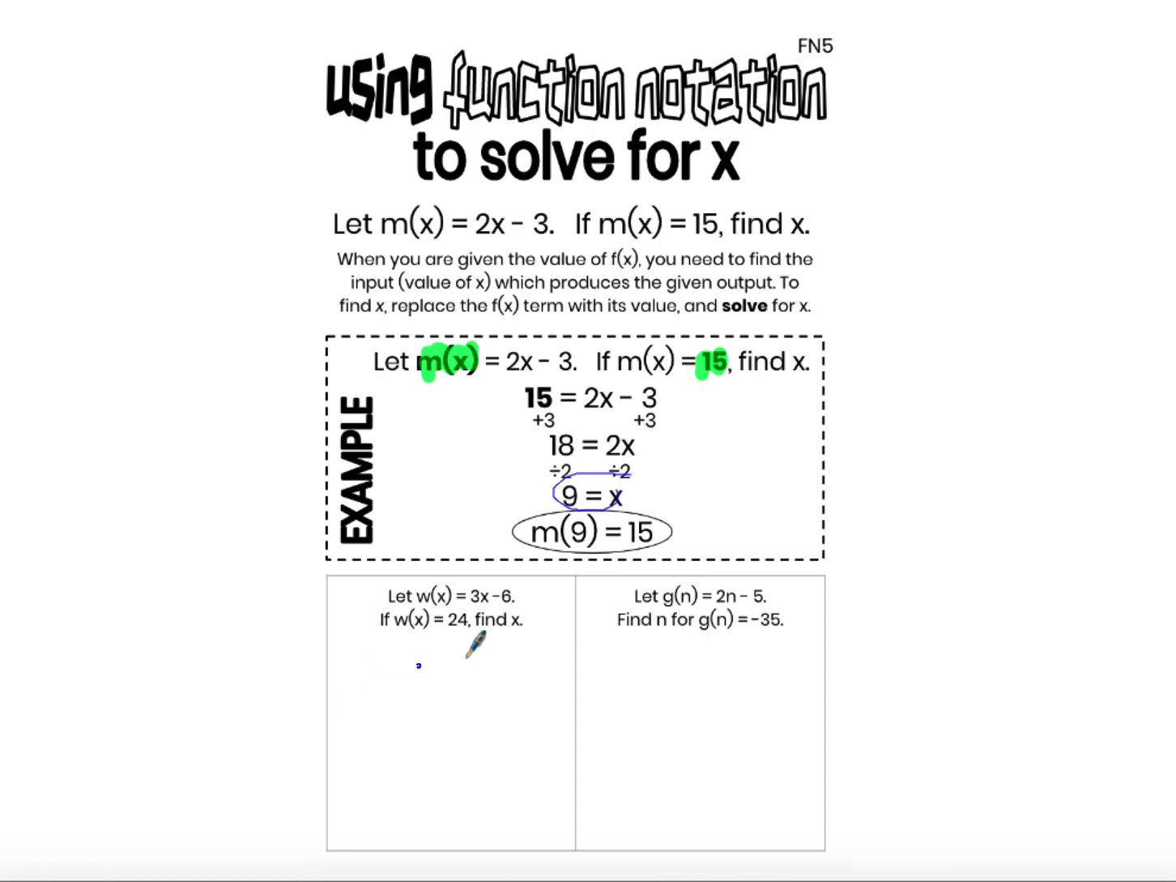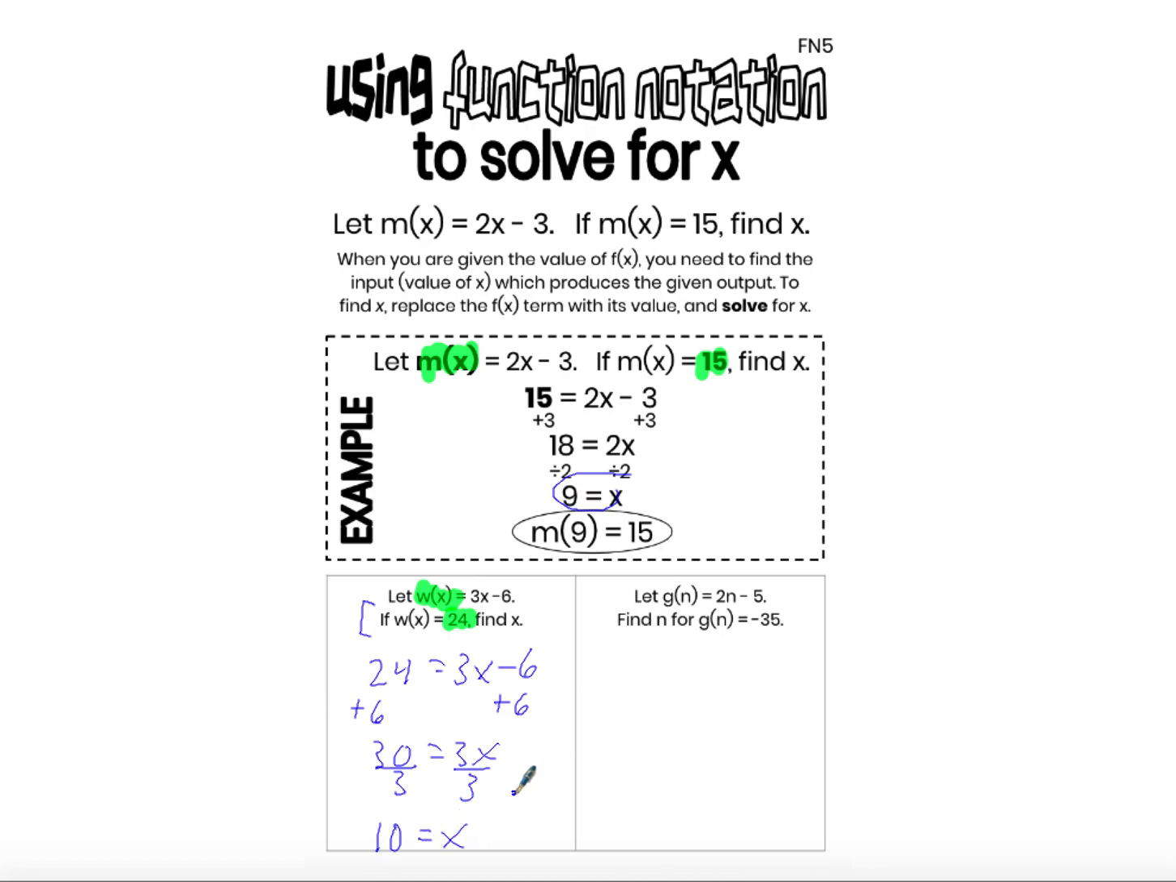Here's a couple more examples. Given a function w, my function rule w of x is 3x minus 6. Now here's my question. If w of x equals 24, what is x? Let's find x. So what I'm going to do here is plug 24 in for w of x. My output is 24. 24 equals 3x minus 6. And now I just need to solve for x using inverse operations. Let's add 6 to both sides. And then let's divide both sides by 3.